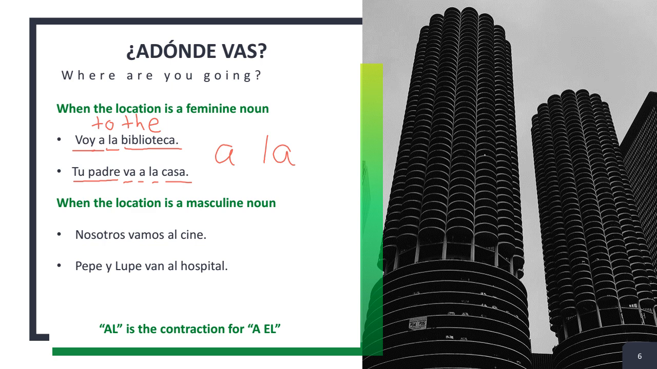Now, when we're talking about a place that we're going to that's a masculine noun, we're going to make one slight change. The first example that I have for you is nosotros vamos al cine, okay? This sentence is saying we go to the theater. Now notice that instead of having two words, a el, which would be to the, we sandwich these two words together and we end up with al, okay?